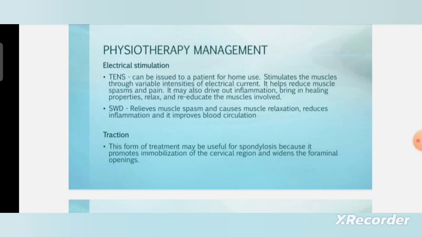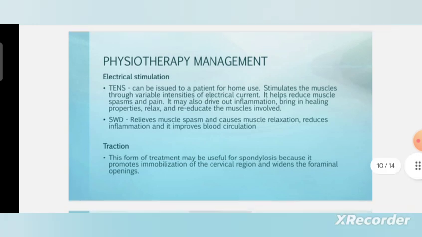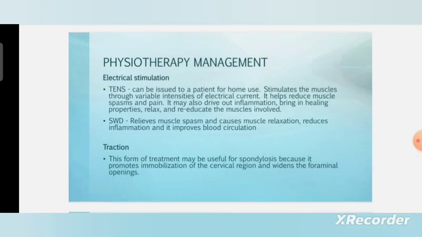Next is SWD, that is short wave diathermy. It relieves muscle spasm and causes muscle relaxation, reduces inflammation, and improves blood circulation. Next is traction. This form of treatment may be useful for spondylosis because it promotes immobilization of the cervical region and widens the foraminal opening.